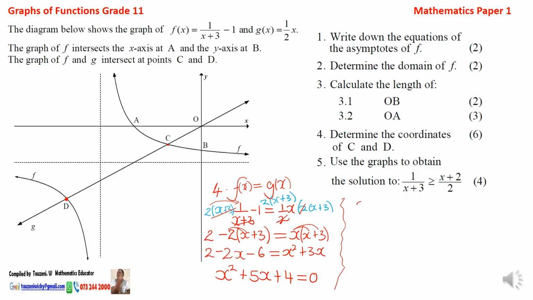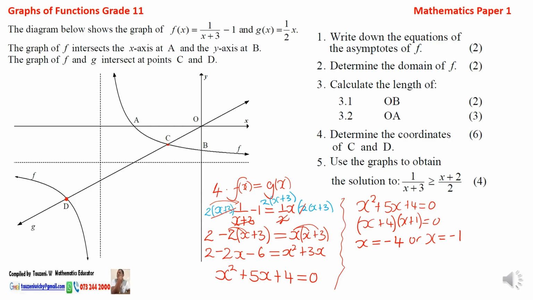Now, once the equation is in standard form, I can solve it by factorization, by completing the square, by any method that I am comfortable with. So in this case, we can factorize into (x plus 4) times (x plus 1). This will be equal to 0. Then the first bracket gives me one solution, x is equal to negative 4. And the other bracket gives me another solution, x is equal to negative 1.